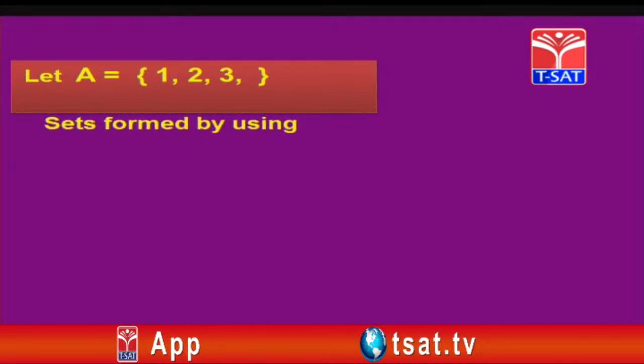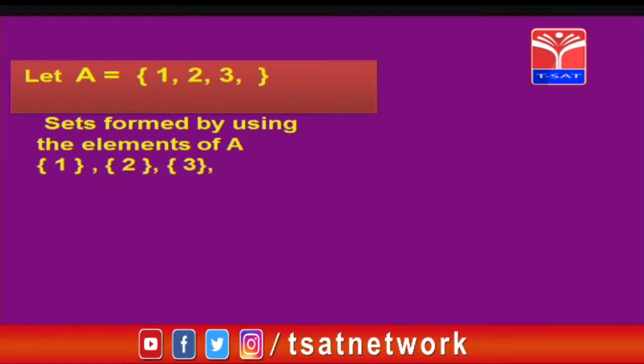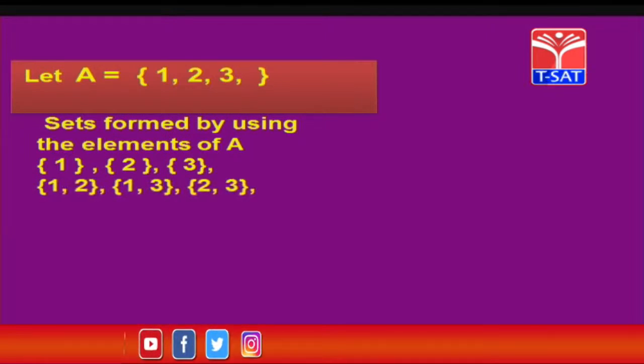Sets formed by using the elements of A, can we write like this? They can contain 1 element, so set of 1, set of 2, set of 3, like this. If a set contains 1 element, that is called a singleton set. Okay? A set that contains 1 element is called a singleton set.